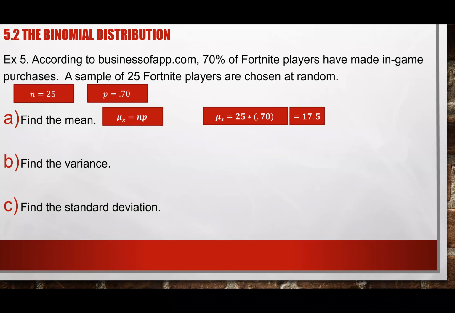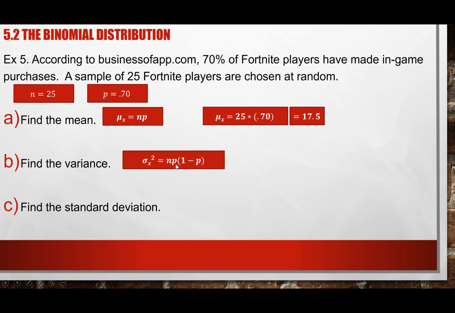To find a mean, you take the n times the p, right? If I have 100 people, on average, 70 of them, basically 70 out of 100, will spend money in this game, okay? So what is the variance? How to find the variance?